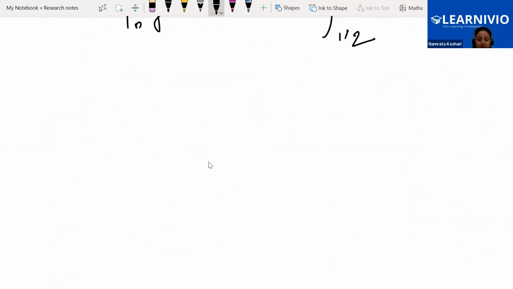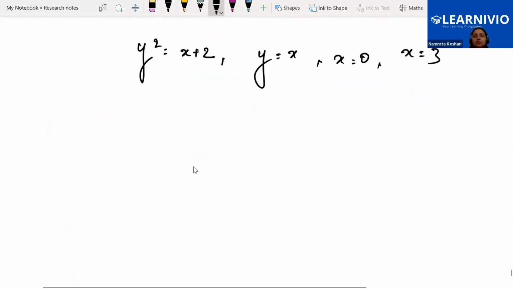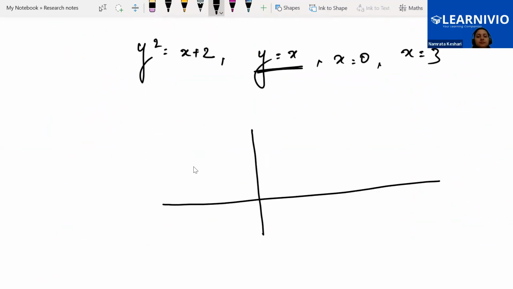Here we are supposed to find the area bounded by the curve y square is equals to x plus 2, y is equals to x, x is equals to 0, x is equals to 3. At first we will be plotting the figure properly. So identity function, can you recall in class 11 there was modulus function, identity function. Do you know the graph of y is equals to x, Murtaza? Yes, Murtaza, y is equals to x graph. Do you know that? Yes, ma'am.